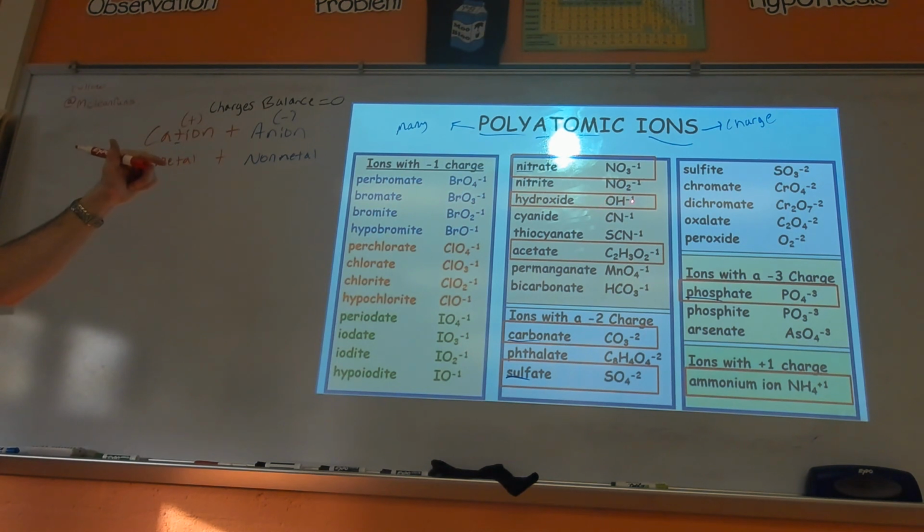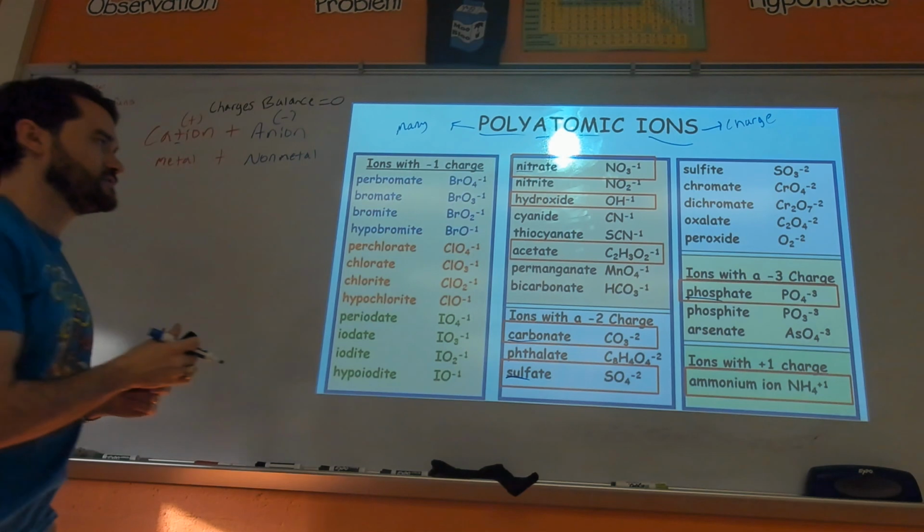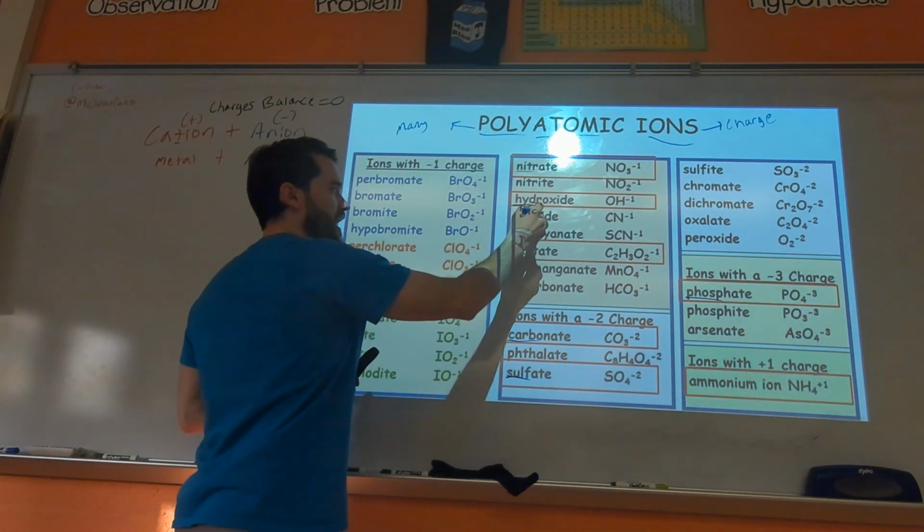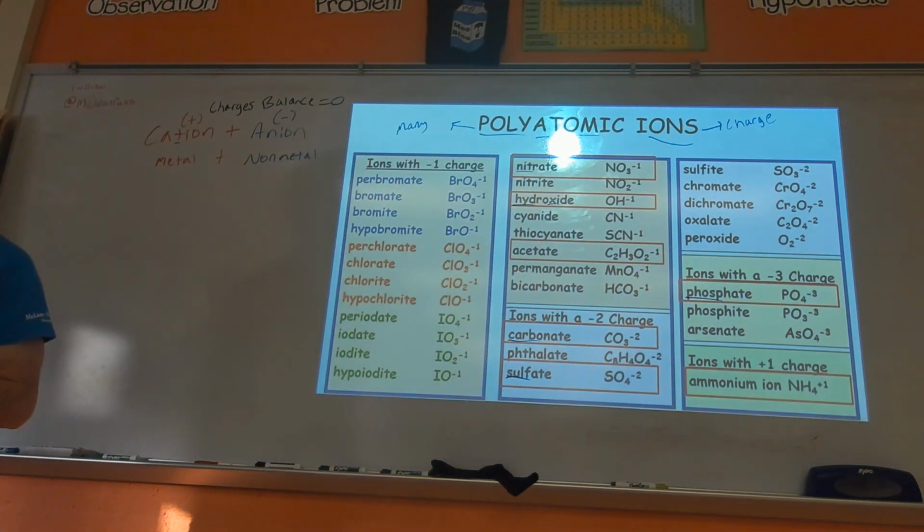Hydroxide is OH -1. So hydro, hydrogen, oxide, oxygen. Acetate is one that's pretty tricky, truthfully. It's C2H3O2 -1. That's just one that you'll have to work on maybe a little bit more than some of the other ones. Okay.